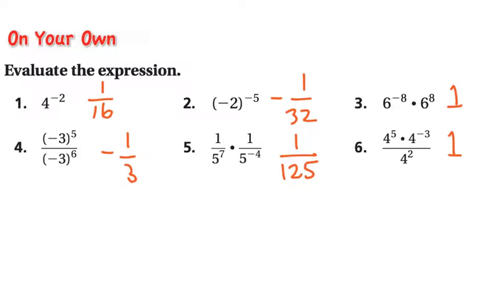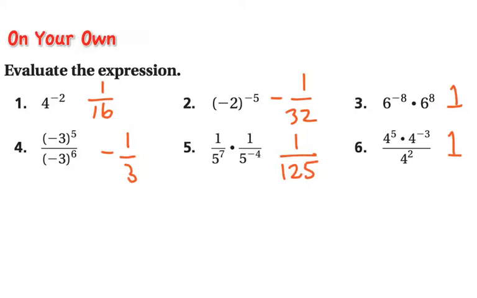All right, so here you guys go. For number 1, you should have had 1/16, or 1 over 4 squared if you left it as a power. Number 2 would be negative 1/32. Number 3 is just 1. Number 4 should be negative 1/3.